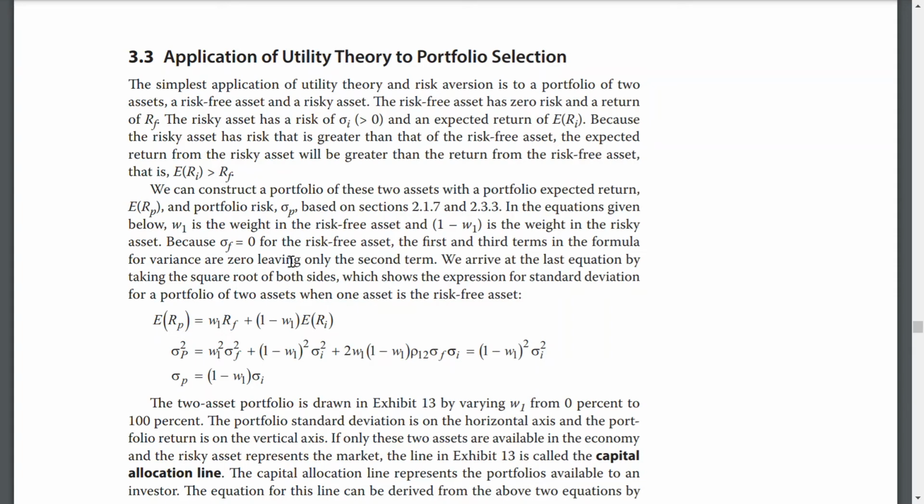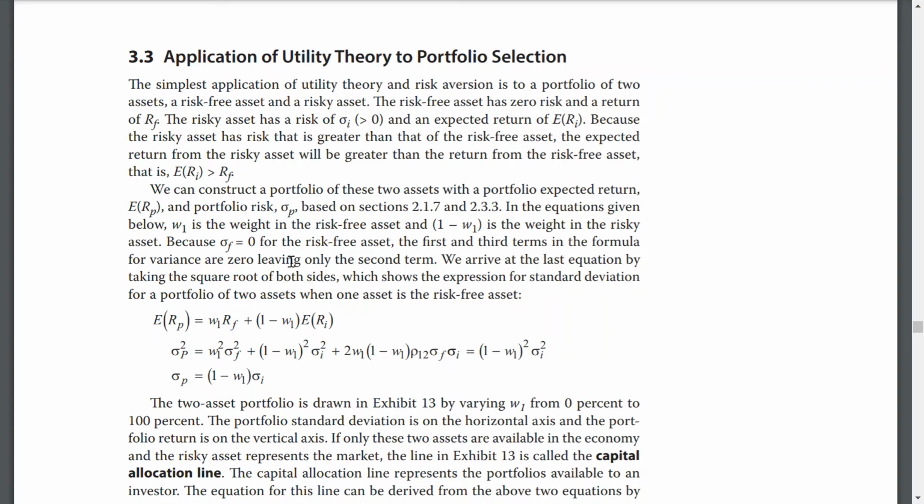Because the risky asset has a risk that is greater than that of the risk-free asset, the expected return from the risky asset will be greater than the returns from the risk-free asset. We can construct a portfolio that has two assets with a portfolio expected return of such an amount and portfolio risk based on this. That's what it looks like.